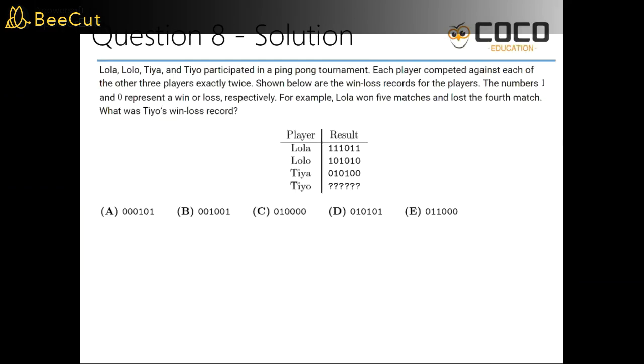For question 8. So there are 6 rounds of matches. Now, for each round, there will be 2 winners and 2 losers. So the 1 indicate a win and 0 indicate a loss. First round, we already have 2 1, so the last one has to be a 0. Then you look at the second round, there's 1 0 1, so we need another 0.